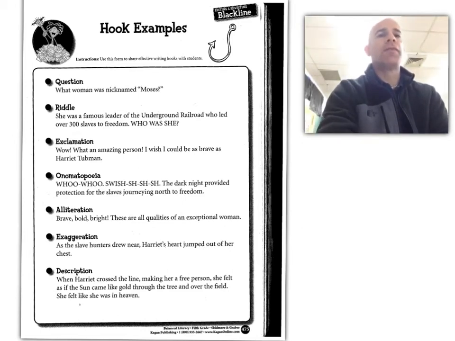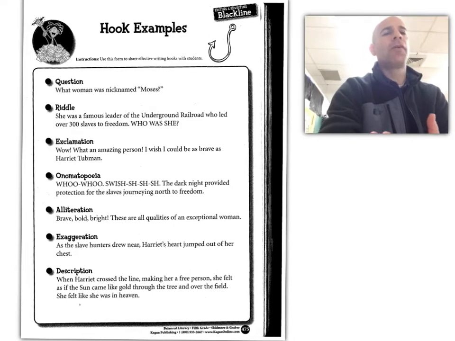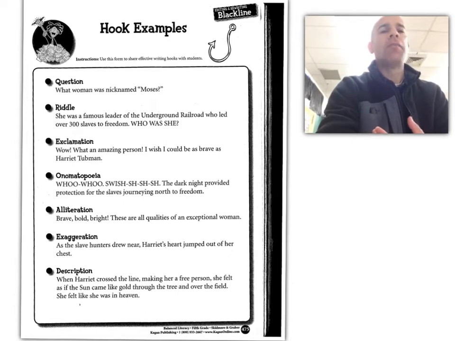So what are the types of hook examples that you can use? I'm going to go through these very quickly, and I may highlight a couple that I think would be great to try in your writing, but I'm not going to go through each one in detail. You can use a question, which you're all very familiar with, and you can see an example underneath that. A riddle is something that I find pretty cool because it combines a question, but it goes a little bit deeper. You're including facts about that person or that thing you're writing about, and then you end it with a question. An exclamation is something that I've seen a lot of people use.